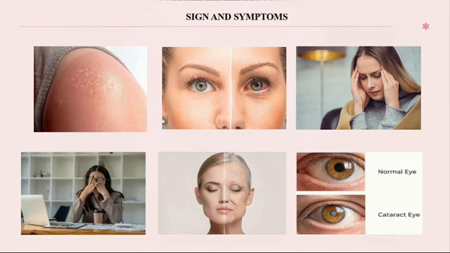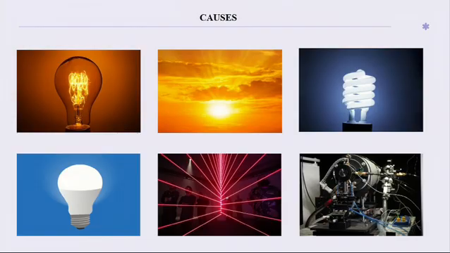Now let's look at the signs and symptoms of optical radiation. Signs and symptoms include sunburns, wrinkles, uneven skin tones, cataracts, dehydration, headache, blisters, dry eyes, eye strain, nausea and fatigue. Causes. The causes of optical radiation can be both natural and artificial. Natural causes include sunlight. The sun is the primary source of optical radiation on Earth. The sun emits a broad spectrum of electromagnetic radiation including visible light, ultraviolet radiation and infrared radiation.